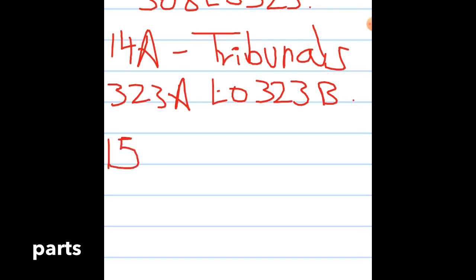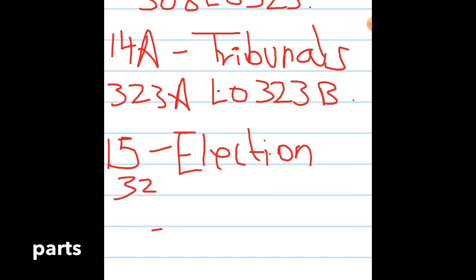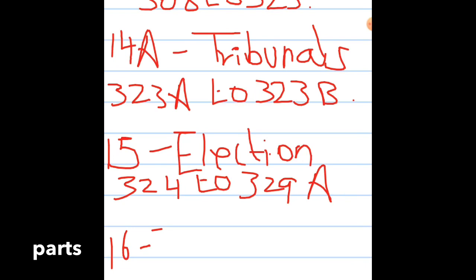And the next, 15th part, is Elections, which deals with Articles 324 to 329A. The next letter of our story is S, which deals with Part 16, Special Provisions relating to certain classes, Articles 330 to 342.